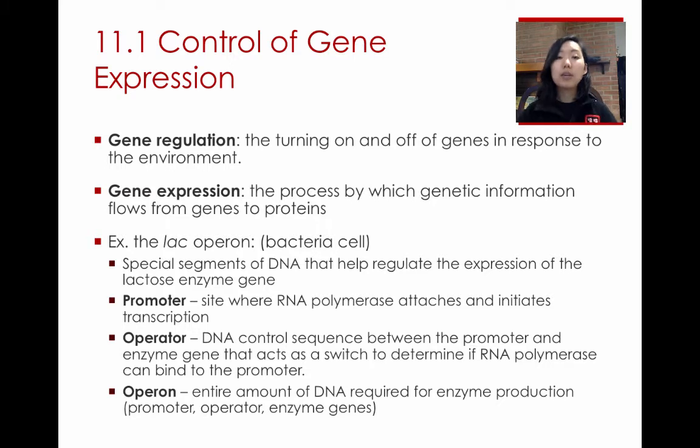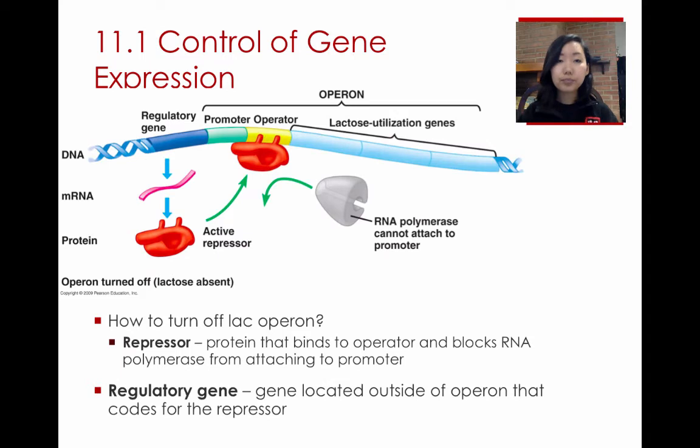The whole segment of DNA from promoter, operator, and the genes that code for that protein, all of that together is called the operon. And note that this is all for just prokaryotic cells. So here's a picture that shows all of this. You have the promoter and the operator, and then this is the regular lactose gene. And this operator is what determines whether or not RNA polymerase can attach here.